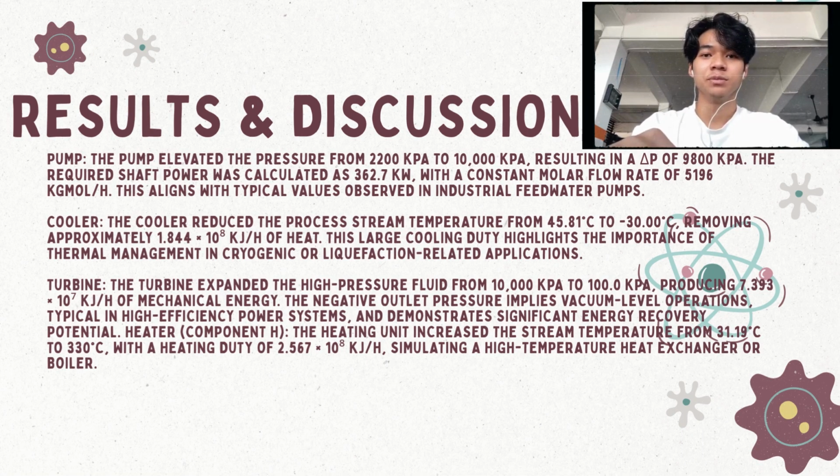The pump elevates the pressure from 2200 kilopascal to 10,000 kilopascal, resulting in a pressure change of 9800 kilopascal. The required shaft power was calculated as 362.7 kilowatt with a constant molar flow rate of 5196 kilogram per hour. This aligns with typical values observed in industrial feed water pumps.